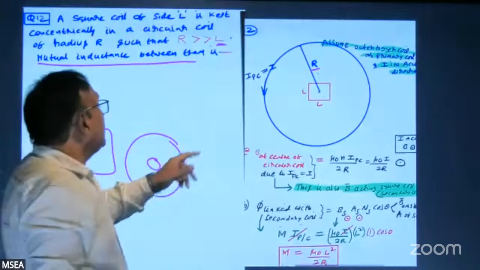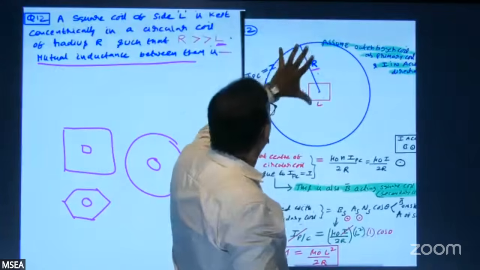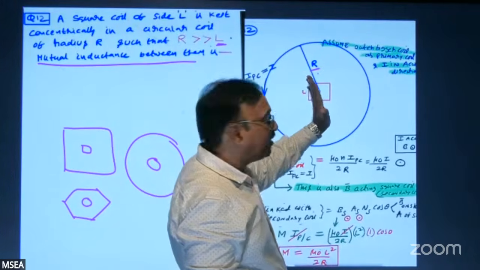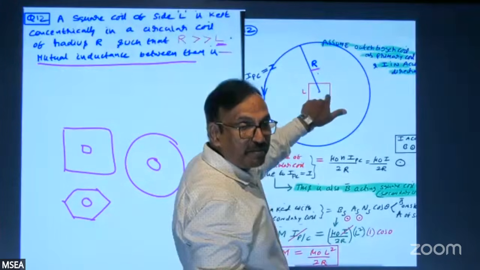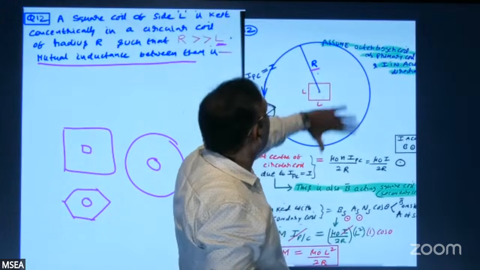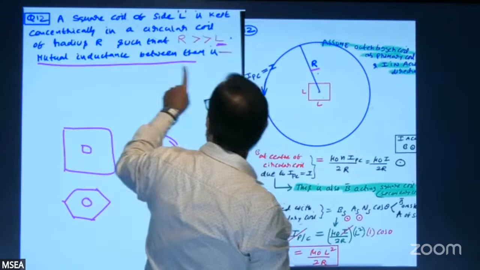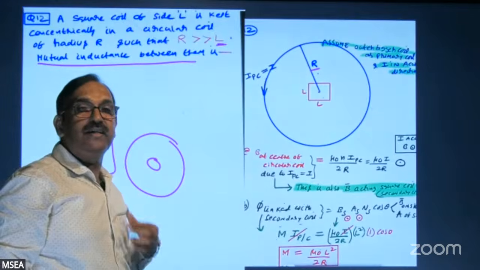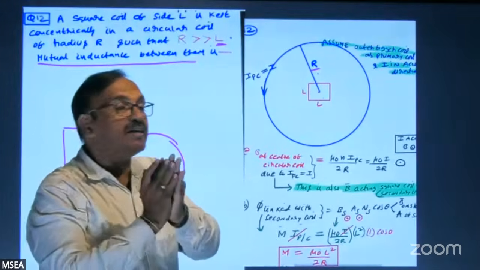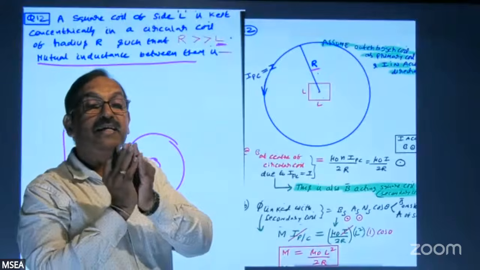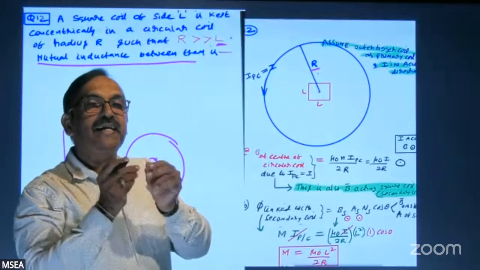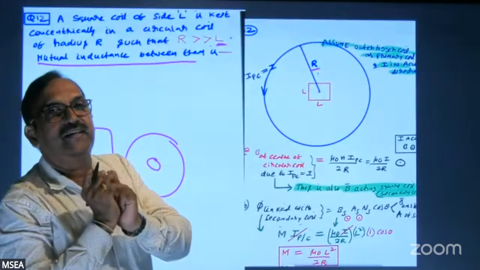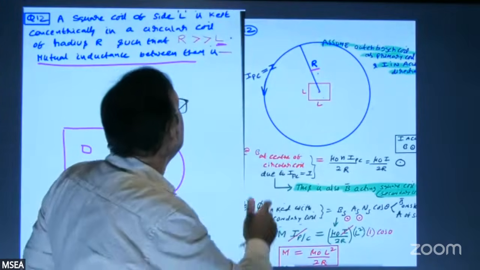I repeat again. Inside a big circular coil of radius capital R, a small circular coil of radius small r is kept concentrically. Both of them have the same center and of course are coplanar, in the same plane. Then I want to know what is the mutual inductance between them. Here you have to start with one particular step. Here the method is important. Getting this particular point as the first point is very important.